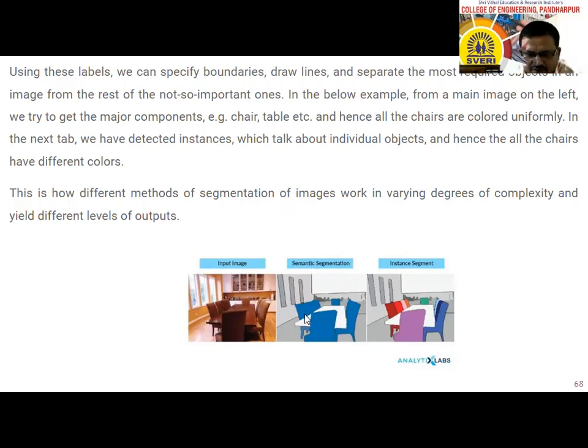Semantic segmentation means what? First of all, we can look at only chairs. So the chairs, they have given blue color, and the table, they have given white color.